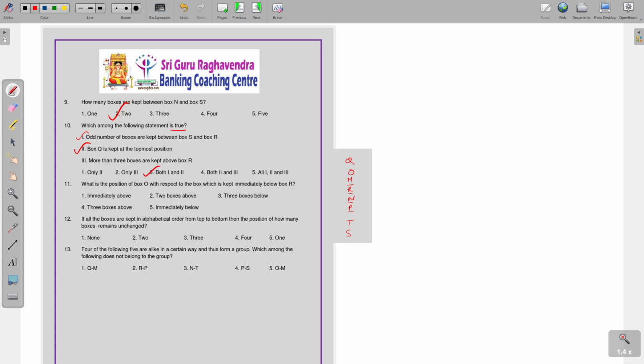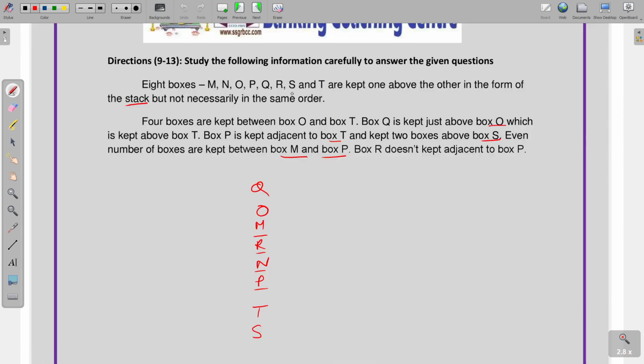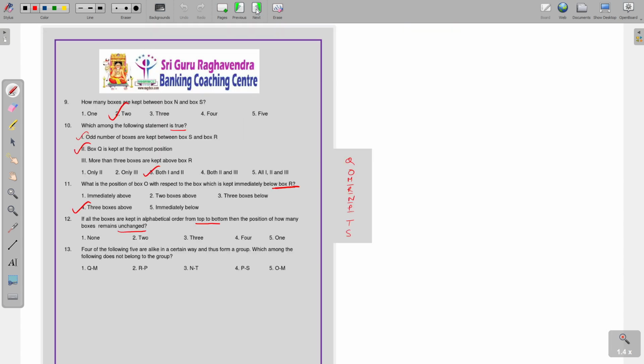What is the position of box O with respect to the box which is kept immediately below box R? Immediately below box R is N. From box N, what is the position of box O? 1, 2, 3. Third from above. If all boxes are kept in alphabetical order from top to bottom, how many boxes remain unchanged? So, see, starting from M, N, O, P, Q, R, S and T. None, no box is unchanged.